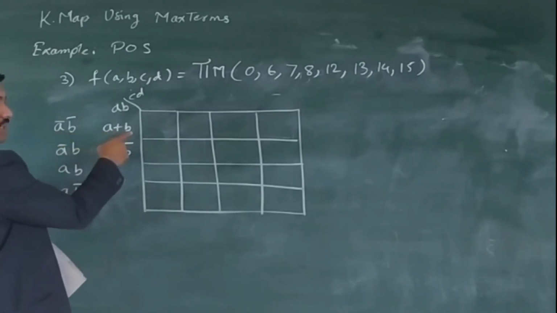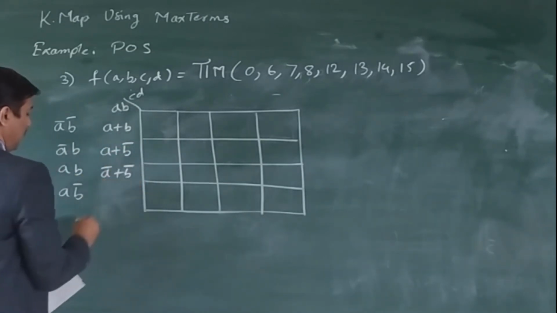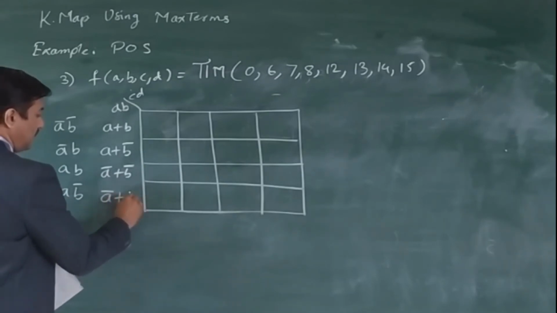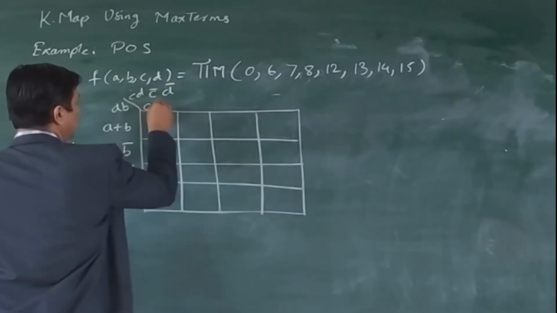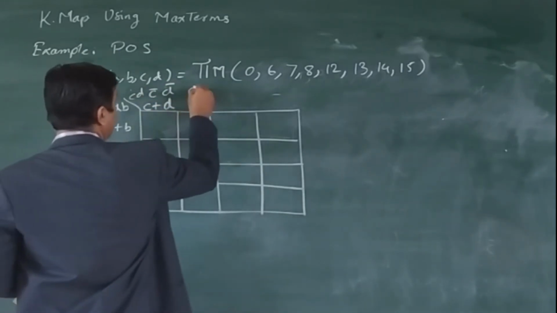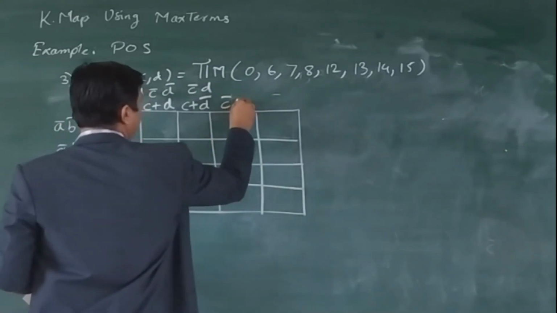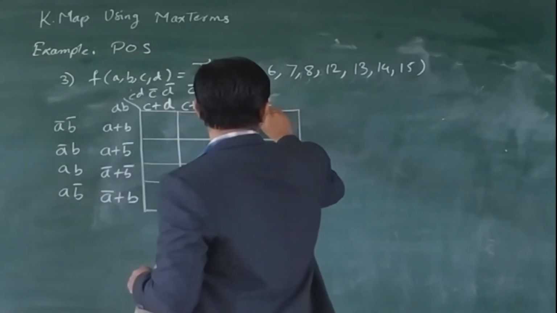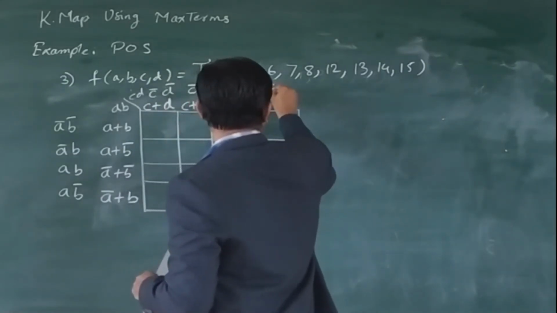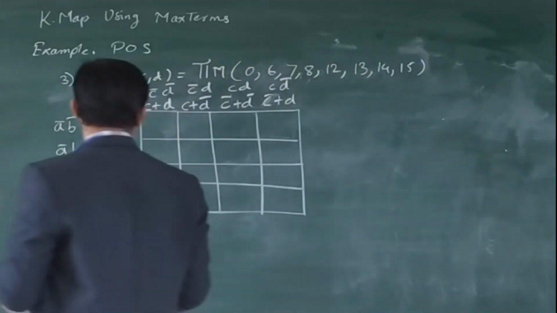So A bar B bar becomes A plus B. Here A plus B becomes A bar plus B bar, and this becomes A bar plus B. Okay. Now here also C bar D bar becomes C plus D. C bar D becomes C plus D bar, C bar plus D bar because this is CD, and C bar plus D because this is C D bar. Okay, so this is how normally we write it.